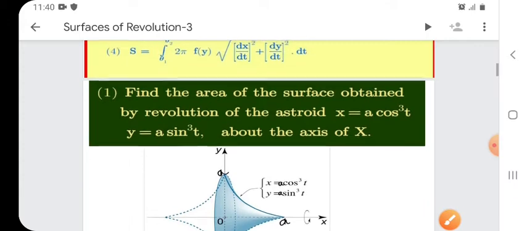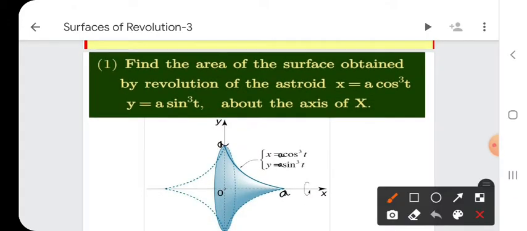Next, see what is the first sum here? Find the area of the surface. What do we find here? Surface area obtained by revolution of the asteroid x equals a cos cube t, y equals a sin cube t about the axis of x. About the axis of x means the x-axis.